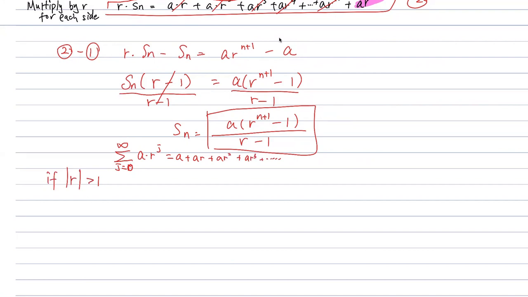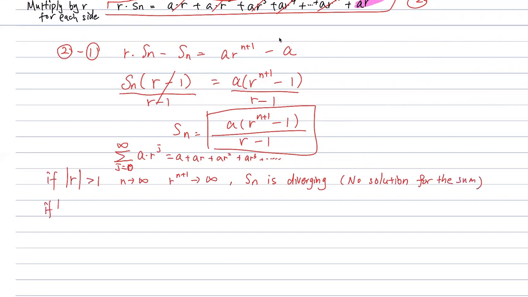So now in this case, if my ratio is greater than 1 and my n is going to infinity, that will make r to the n plus 1 go to infinity, which means, if you have learned calculus, that s of n is diverging. So there's no solution for s, no solution for the sum.